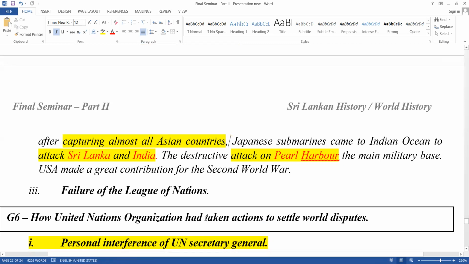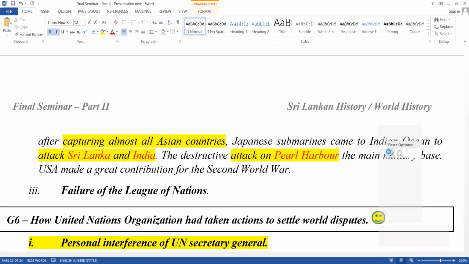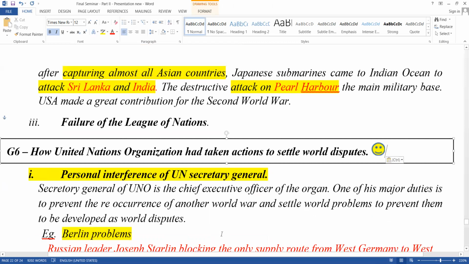How had the United Nations Organization taken actions to settle world disputes? So this is once again important. How they solved world problems. First method, personal interference of the UN Secretary General. The UN Secretary General is the main executive person of UNO and he personally goes and talks with leaders when there is a problem. Then the leaders agree to settle the problem.